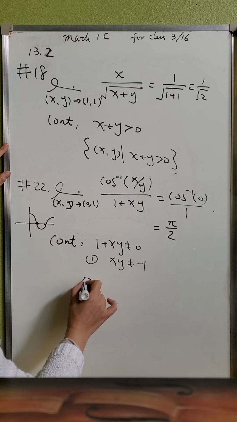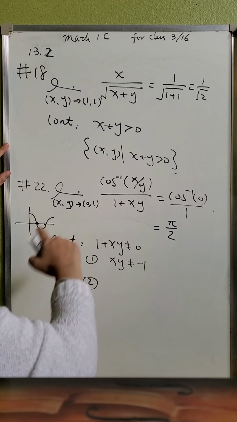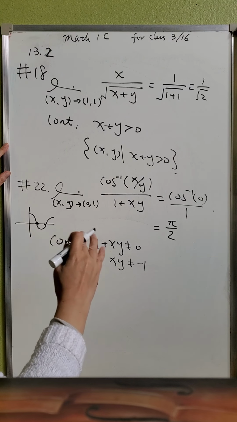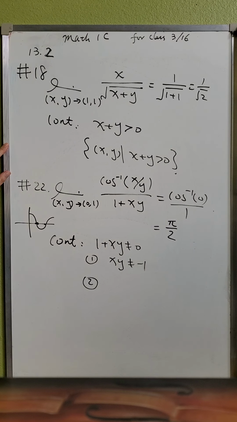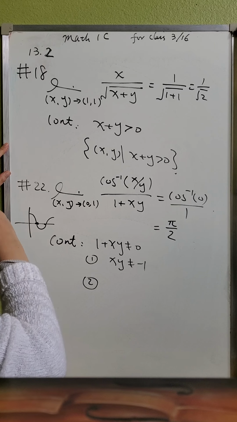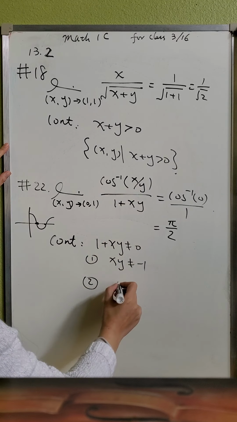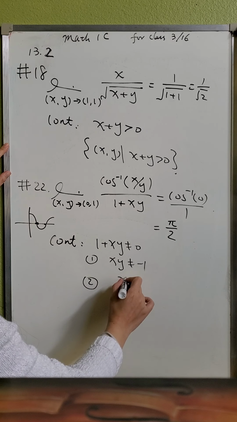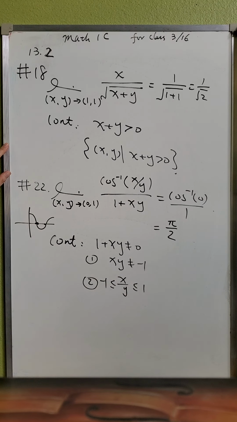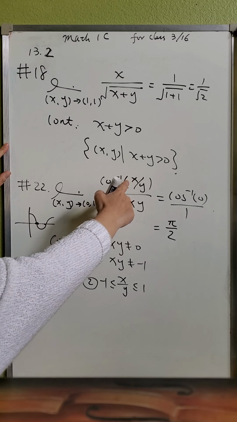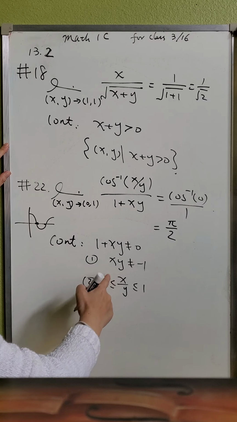The second one, well, let's see. For cosine inverse, cosine is bounded between 1 and negative 1, right? So that means this number cannot be outside 1 and negative 1. So that means x over y has to be between 1 and negative 1. Because you cannot take cosine inverse of a number bigger than 1 or less than negative 1. So that's the second one.